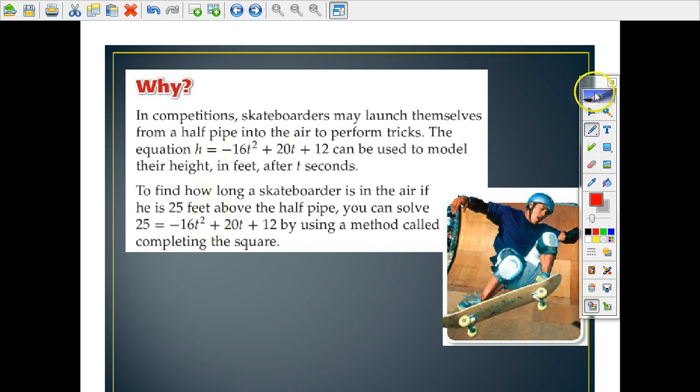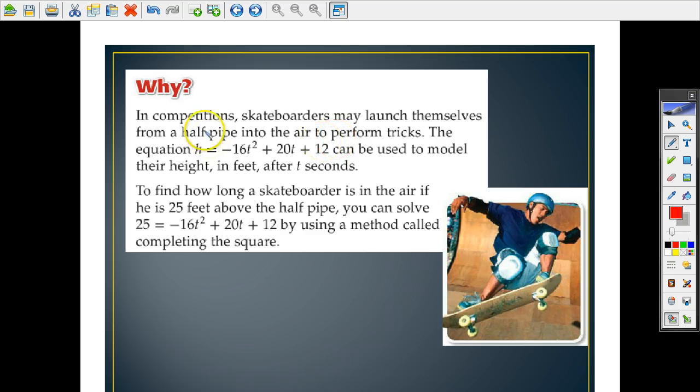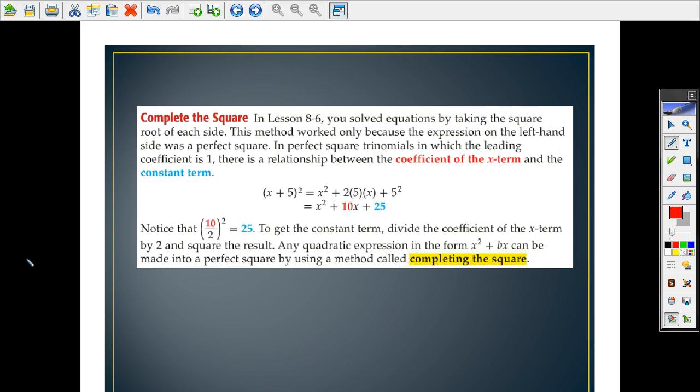Okay, why? Well, in competition, skateboarders may launch themselves from a half pipe into the air to perform tricks. The equation h equals negative 16t squared plus 20t plus 12 can be used to model their height in feet after t seconds. To find how long a skateboarder is in the air if he is 25 feet above the half pipe, you can solve. Instead of h, put 25, and then solve by completing the square. Alright, so how do we complete squares?